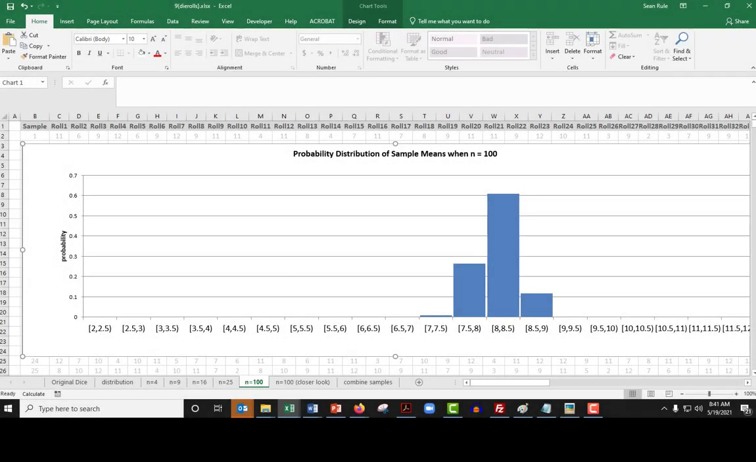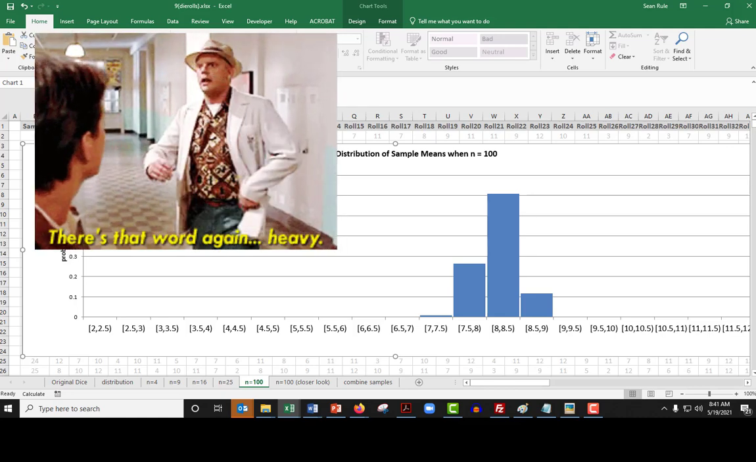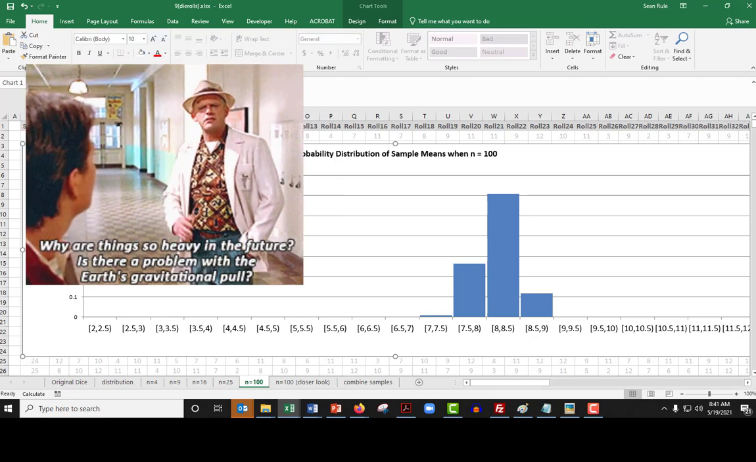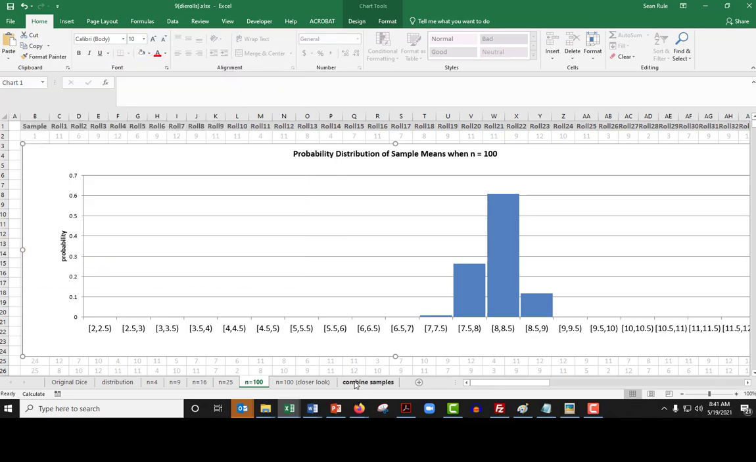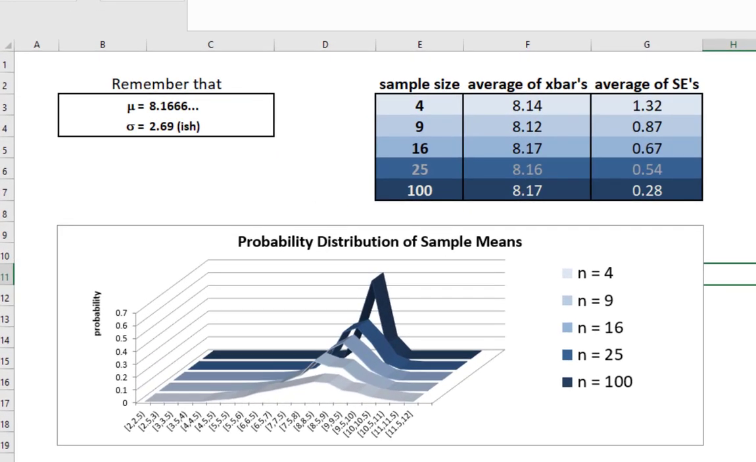So what we're going to do now is look at one more tab of the spreadsheet. Actually, this will be the last tab of the last spreadsheet we look at in one of our videos. It's kind of heavy. Anyway, combine samples. I'm going to click over here, and it's going to look a little bit overwhelming at first, but let's work through it.